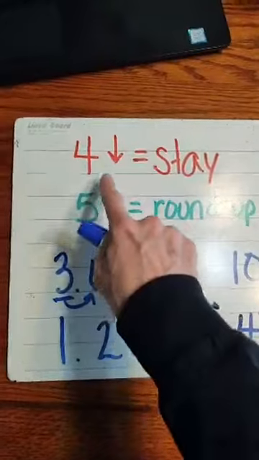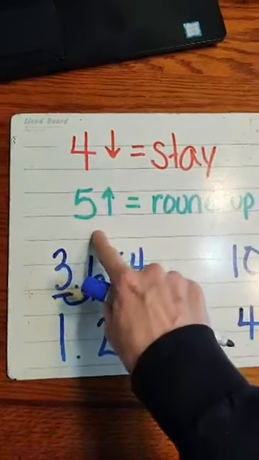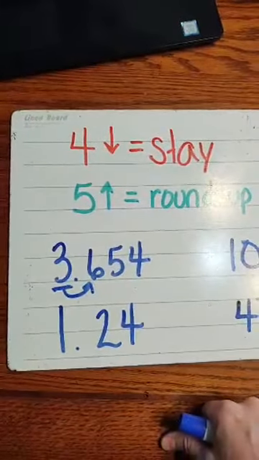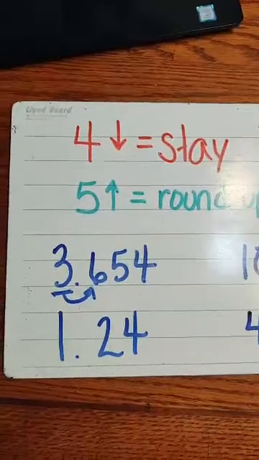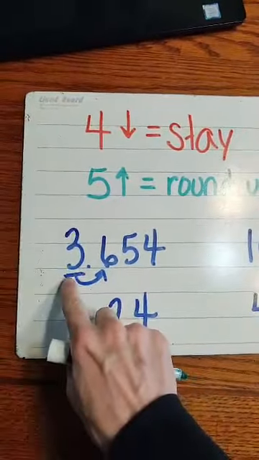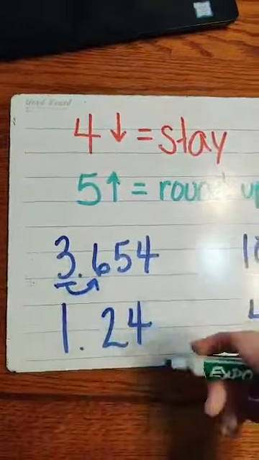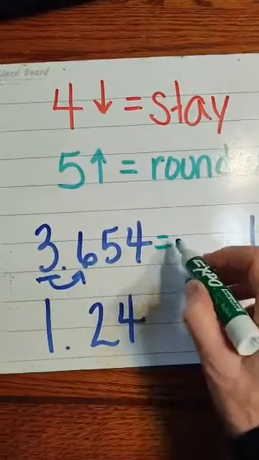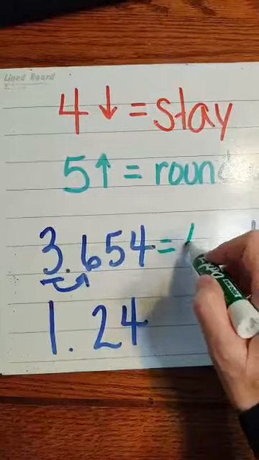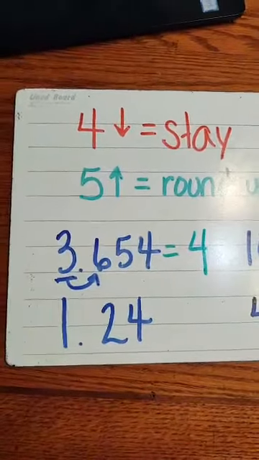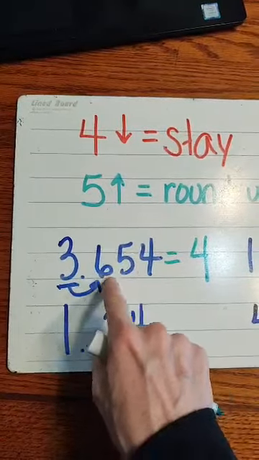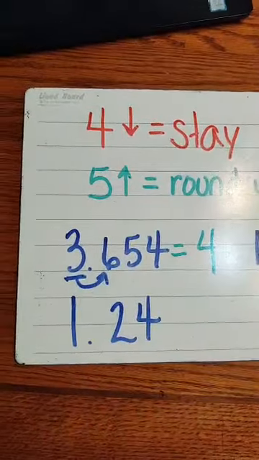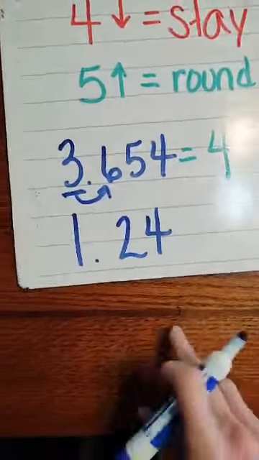If I look up here, is it 4 or less or 5 or more? You're right, it's 5 or more. So I'm going to round this underlined number up 1. Okay, so if I round to the nearest whole number, this becomes 4 because my 3 rounds up 1 because the 6 is 5 or more. Okay, let's look at the next one.